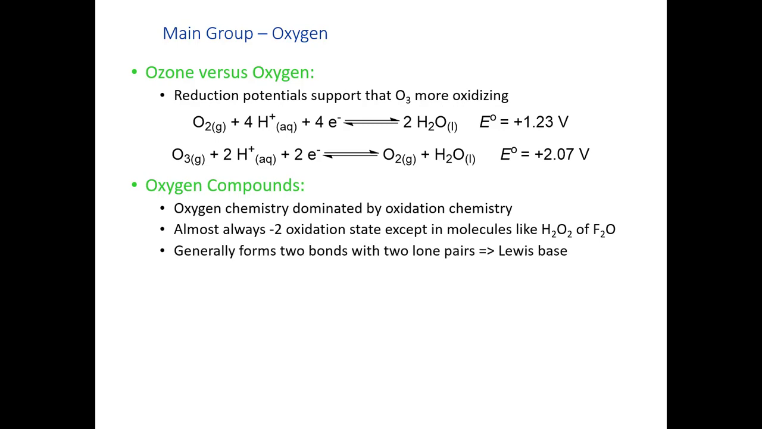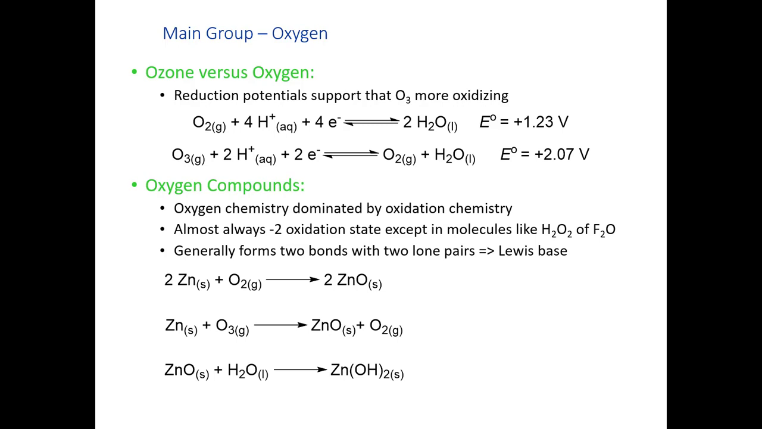Oxygen generally forms two bonds with two lone pairs, so it can act as a Lewis base. Oxygen donors are considered hard Lewis bases due to the small size of oxygen and its electronegative nature. If you look back at the previous lectures, we have already covered many reactions of dioxygen as an oxidant, similar to this reaction where zinc is being oxidized. Ozone can also act as an oxidant, generally producing oxygen as a byproduct.